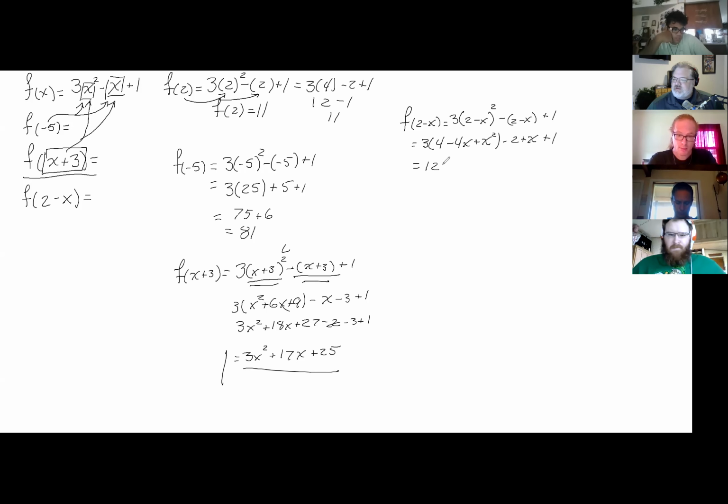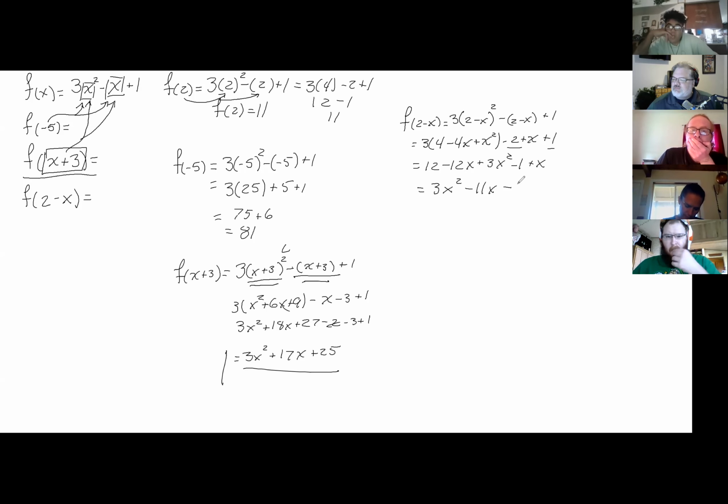Distributing that 3, 12 minus 12x plus 3x squared minus, I'm going to combine these if that's okay, minus 1 plus x. And I'm going to reorder these a little bit. 3x squared, that would be minus 11x minus 11.